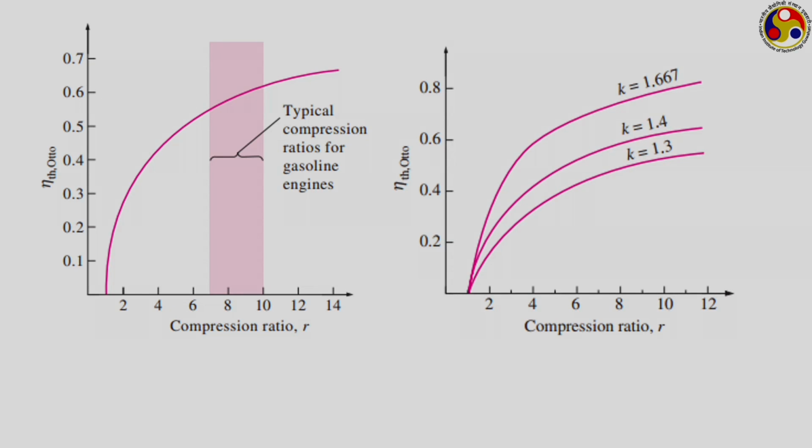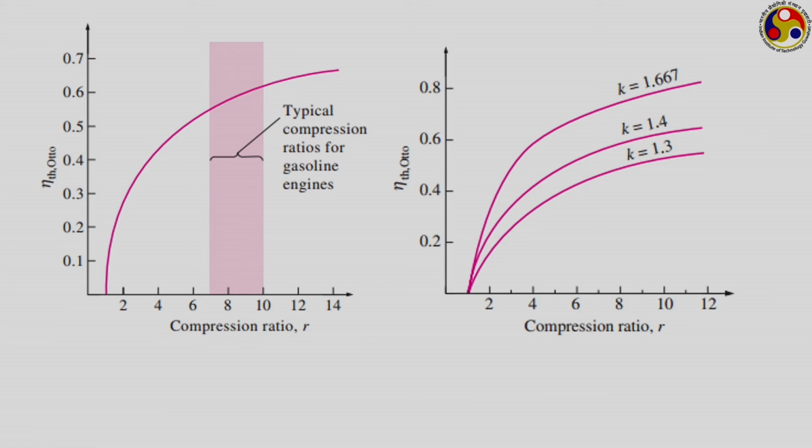Similarly, the effect of K is something like this. Smaller the value of K, higher will be the efficiency for a given compression ratio. So, if we have two identical SI engines, one working on say helium, which is a monoatomic gas, and the other working on say air, which can be visualized to be a diatomic gas, then the helium one is going to give you higher efficiency for the same compression ratio, because it has a lower value of K. This corresponds to roughly monoatomic gases, this is approximately for diatomic gases, this is approximately for triatomic gases. So, as K keeps on increasing, the thermal efficiency keeps on reducing.